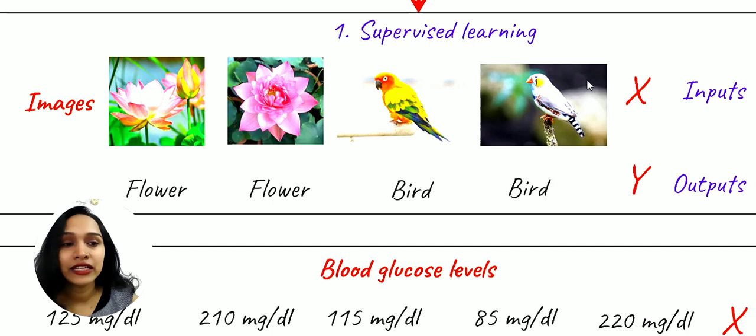These images are the inputs. Let us represent them using X. And every image is associated with a label. So we are training the computer by telling it, here you have the label for this image. So this is a flower. Here you have the image and here you have the label. Similarly, every image has a label. So the labels here are flower, flower, bird, bird. For every image, there is an associated label, and let us represent this label using Y. These are the outputs.